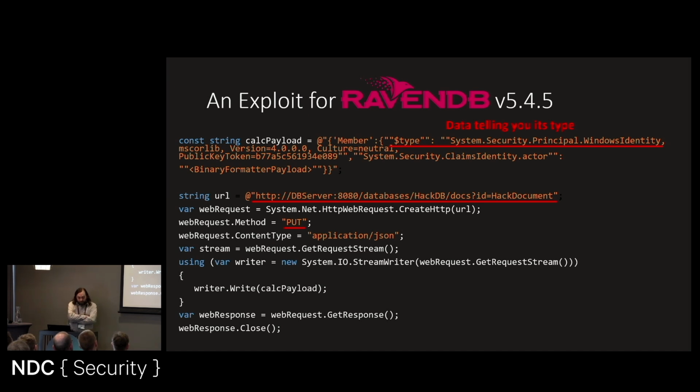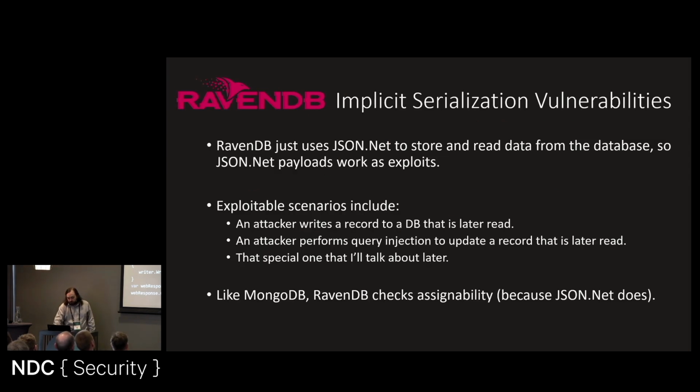So RavenDB, despite being a NoSQL engine, lets you also just write the JSON that's representing the objects directly. So you can write or read JSON, or you can write or read objects. So if you write the malicious JSON and then read it as an object, that gets you RCE. And because RavenDB has a vulnerable serializer that it's using to read its storage, it also has implicit serialization vulnerabilities. It's just using JSON.NET with unsafe settings.